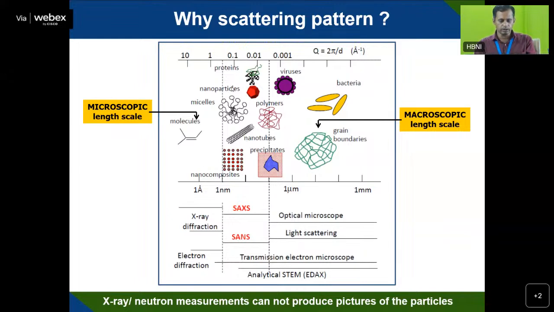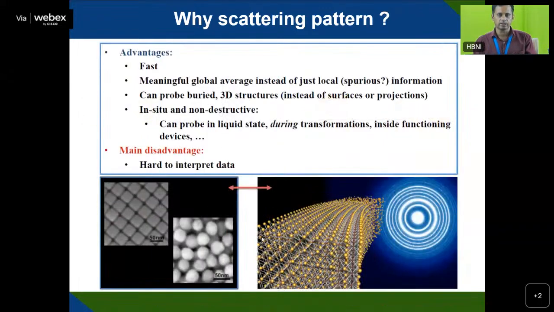But when you deal with particles in the range of 100 nanometers or so, like micelles, polymers, nanotubes, or precipitated nanocomposites, and proteins, that type of structural information, size and shape, can be obtained by small angle techniques like small angle X-ray scattering or small angle neutron scattering. By using this method, you can measure size as well as get shape information. It's a very fast technique.